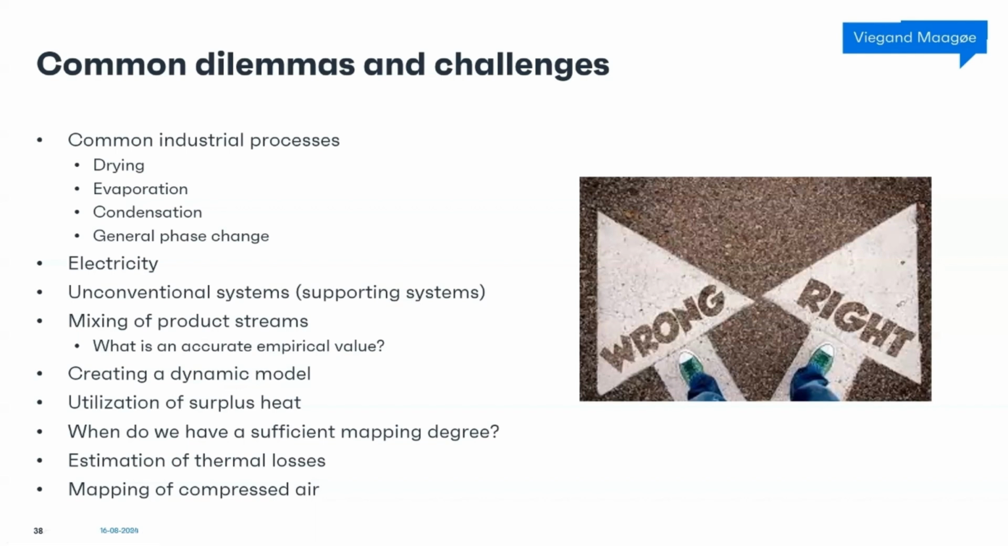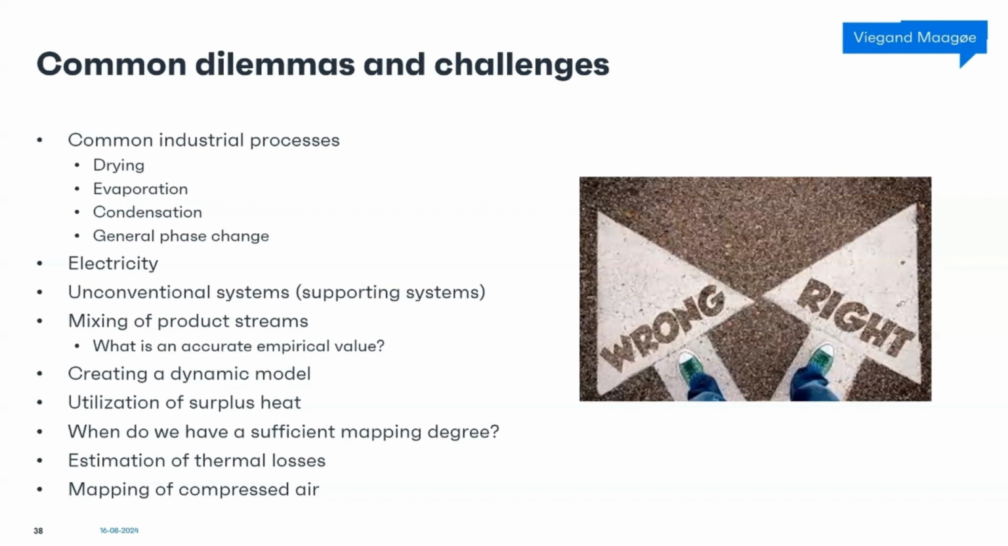So utilizing something from the utility system, putting it directly into the process, this should just be illustrated by an arrow going into the process and relate that to the process figure, as we have done with all the other kinds of systems. Then there's the whole question about when we have a sufficient mapping degree.